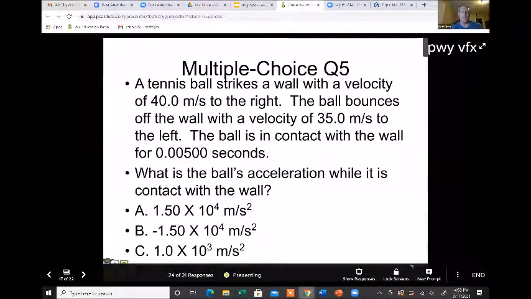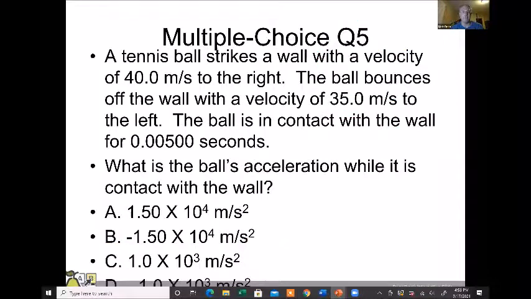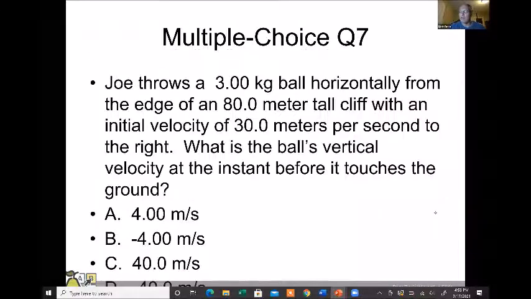And again, I'm going to go back to my PowerPoint for a second. Remember that acceleration is change in velocity over change in time. We already calculated the change in velocity in the last problem was negative 75 meters per second. And the time over which that happens is 0.005 seconds. So we just divide that out.